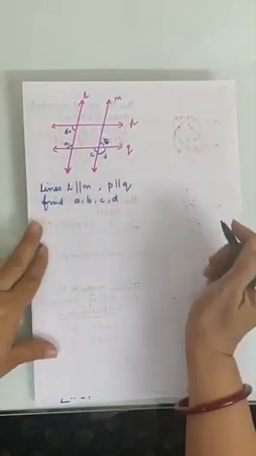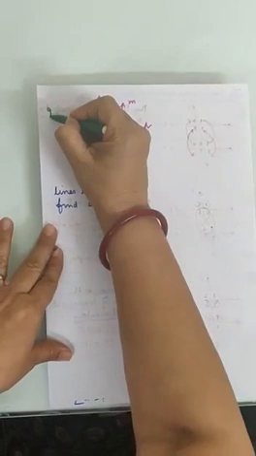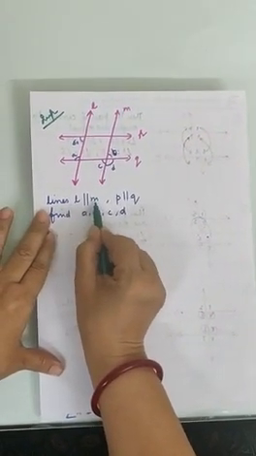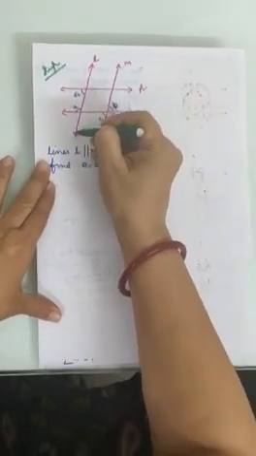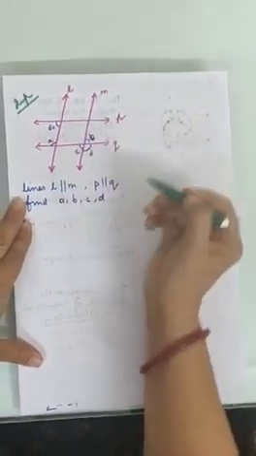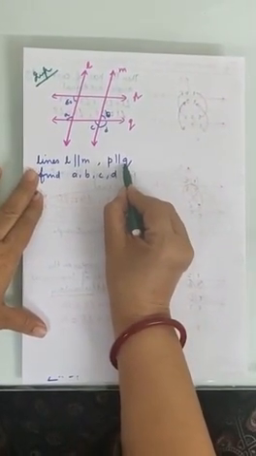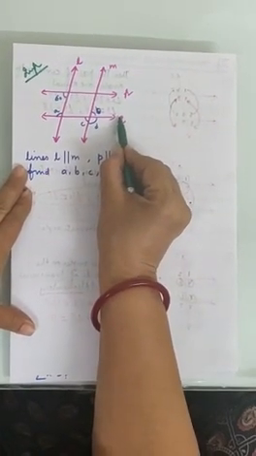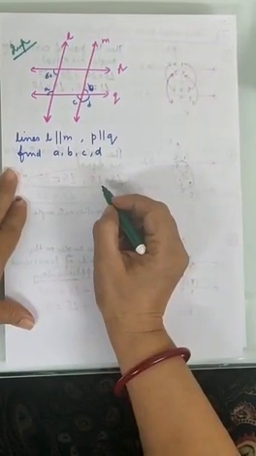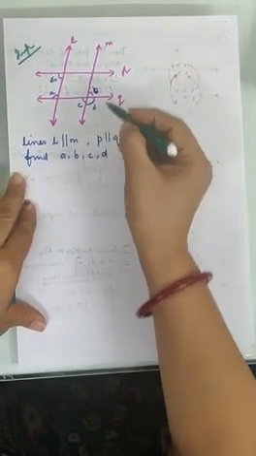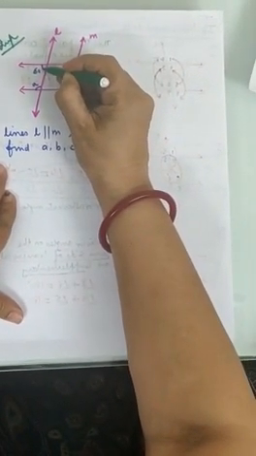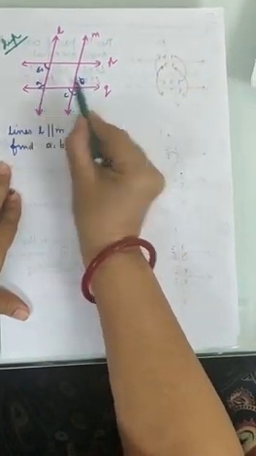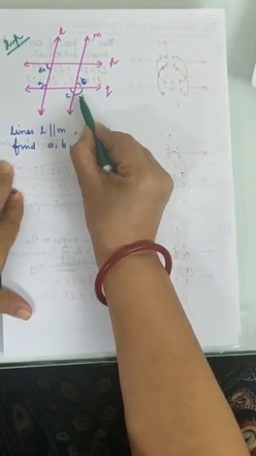In this question, you see, it is given, this is a very important question. Lines L and M are parallel, means line L is parallel to line M. It is also given P is parallel to Q. Also given that the measure of this angle is 60 degrees, and we have to find the measures of angle A, angle B, angle C and angle D.